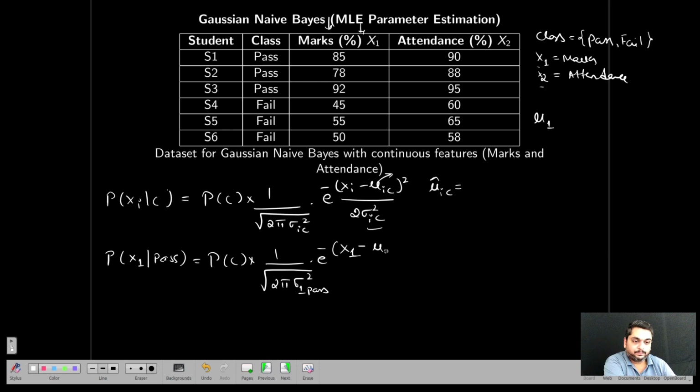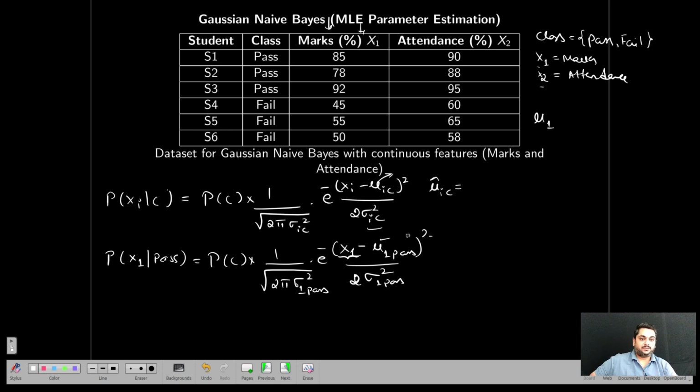Mu 1, class is pass. So here this x1 means what? The new value. Squared, divided by 2 sigma 1 squared for the pass class. This is what you have to find.